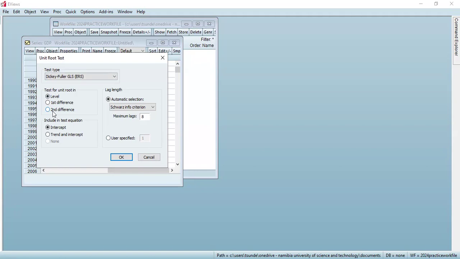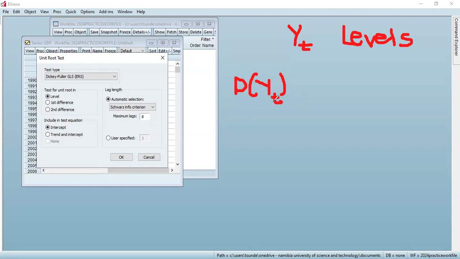For example, what we did in our lecture, we said if you have the variable yt, this is the variable in levels. This is what I'm calling levels. Then you can also first difference this variable by subtracting the previous year's value. So the first difference of this variable, which is referred to in eViews as dyt, means you are finding the first difference of yt.